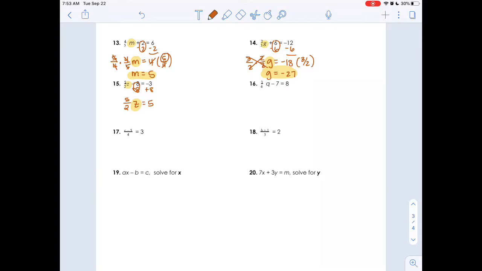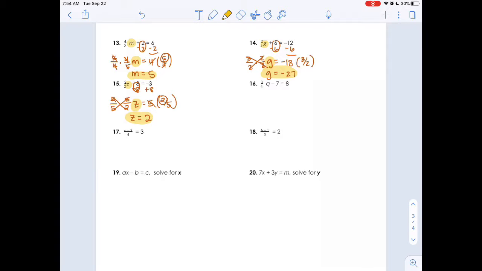To get the z by itself, I'll multiply by its reciprocal, 2/5. So we cancel, leaving me with z. On this side, I multiply by 2/5. 5 times 2 is 10, divided by 5 is 2. Or you could see that these cancel, leaving us with 2.